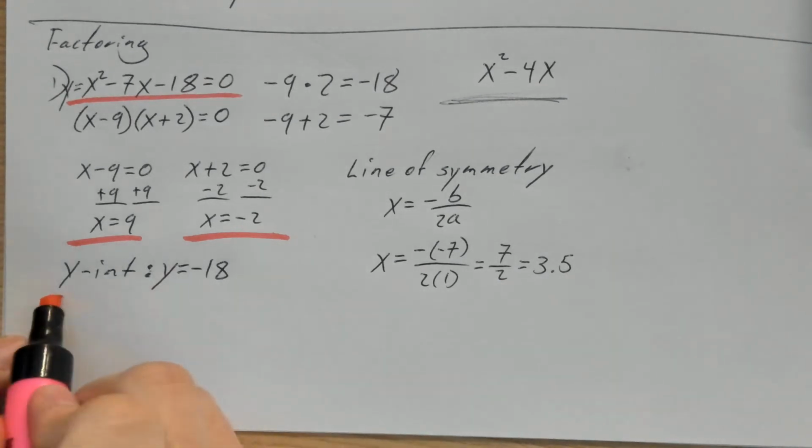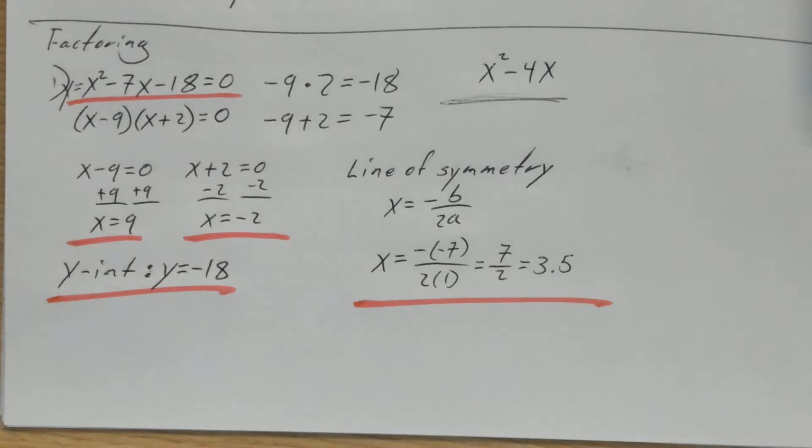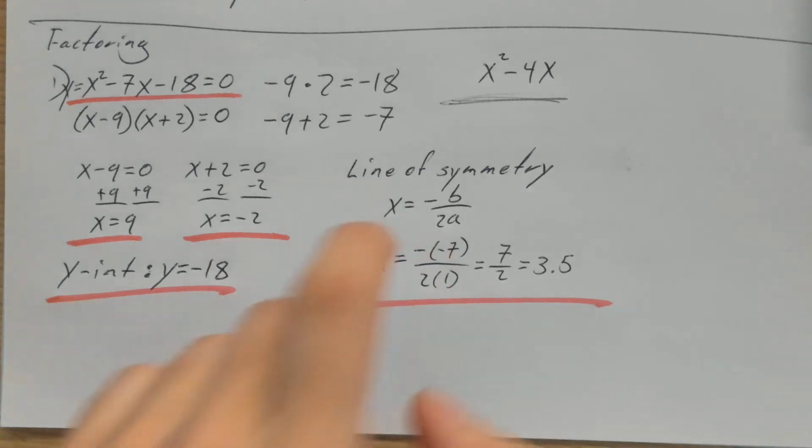Wouldn't it just be easier to do the thing with the X-intercept? It would be. But for that, you would have to find the factors first. If you have a question where it asks you to just find the line of symmetry or find the vertex, then you would want to use this.